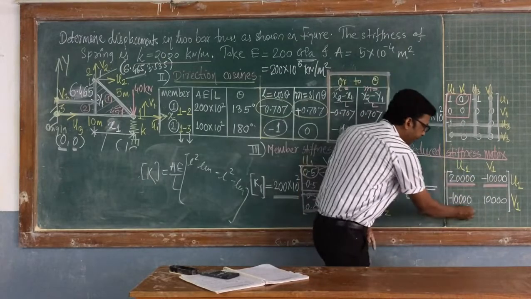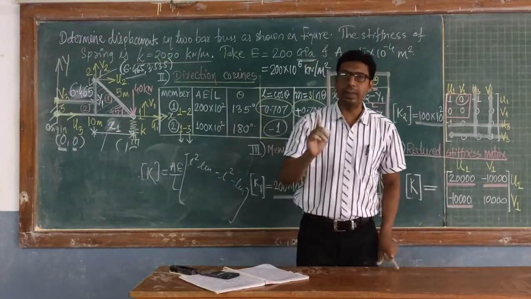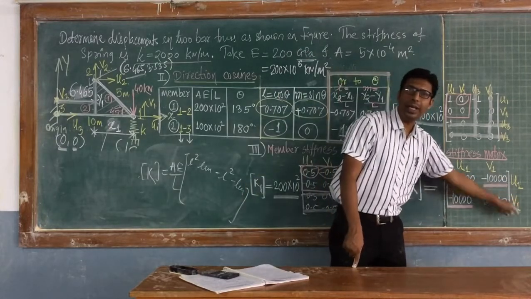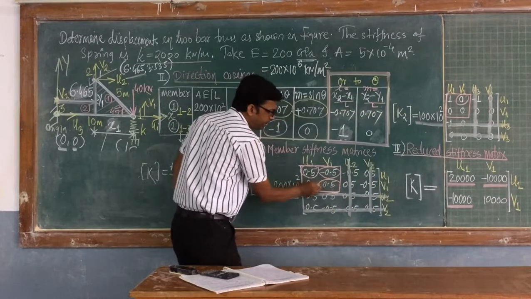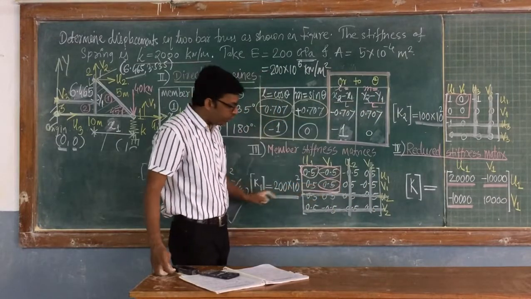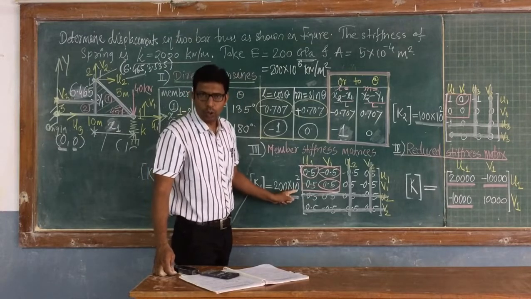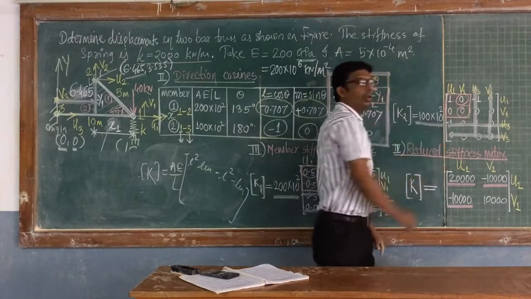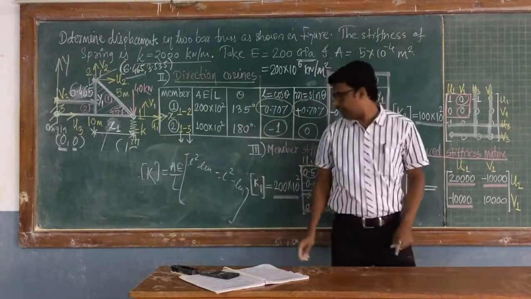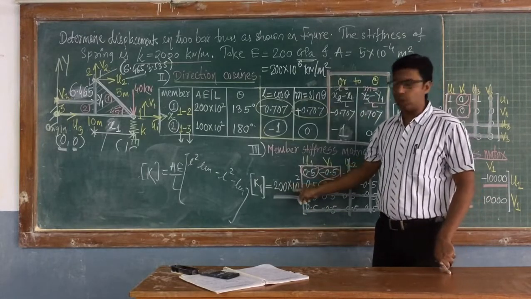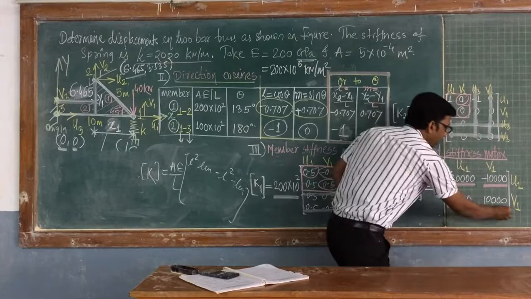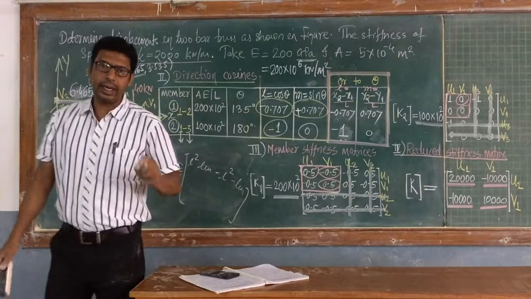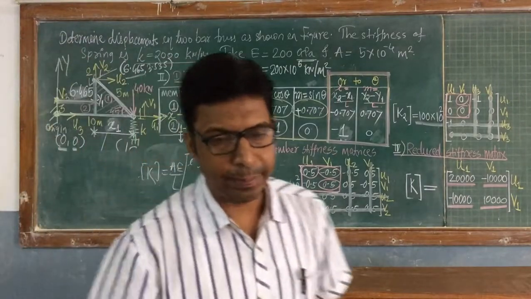Since the stiffness matrix is a symmetric matrix, this element and this element are the same because it is symmetric. And the last element, V1 V1 combination: in the first matrix 0.5 into 200 into 10 raised to 2, plus in the second matrix it is 0 again. So this last element is 200 into 10 raised to 2 into 0.5. It is plus 10,000. This is the reduced stiffness matrix for the given truss.